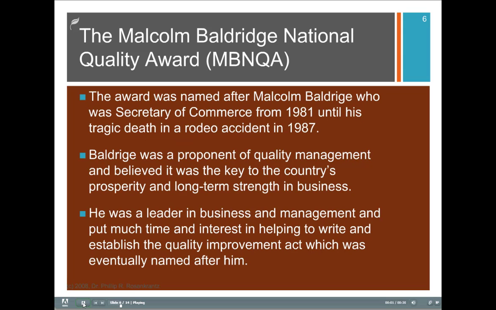The award was named after Malcolm Baldrige, who was Secretary of Commerce from 1981 until his death in a rodeo accident in 1987. He was a real proponent for quality and thought it was a key long-term strategy for prosperity. He was a recognized leader in business and management and had put a lot of time into putting the requirements for the quality award together and to publicize it.